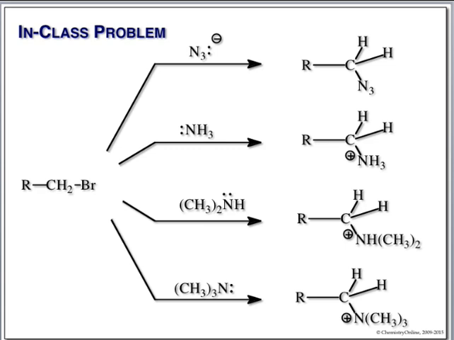Now you notice that as we have done all of these examples, we have used a generic primary alkyl halide. And that's because, frankly, SN2 reactions work fairly nicely with a primary alkyl halide. If you get to something that is other than a primary alkyl halide, they don't work quite so well.